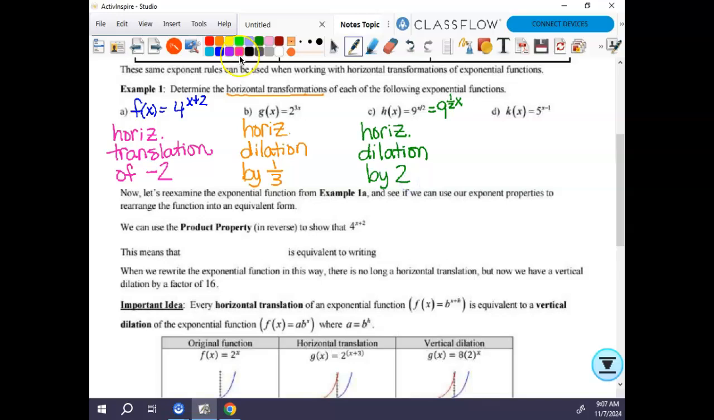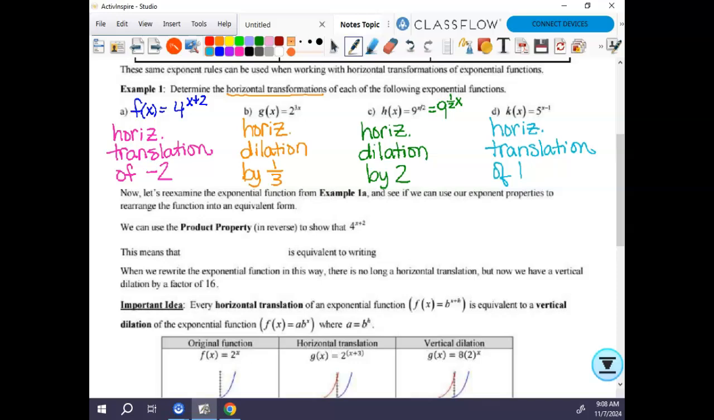Okay. Any questions? Right? So then 5 to the x minus 1, this is a horizontal what? Translation of what? 1. It's a positive 1, means we go to the right. Any questions at all? That's all kind of old business, right?